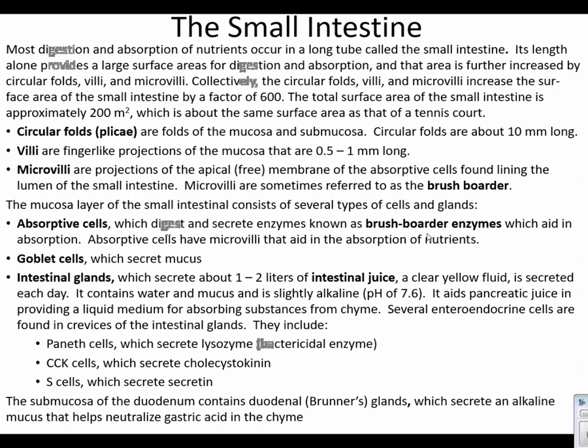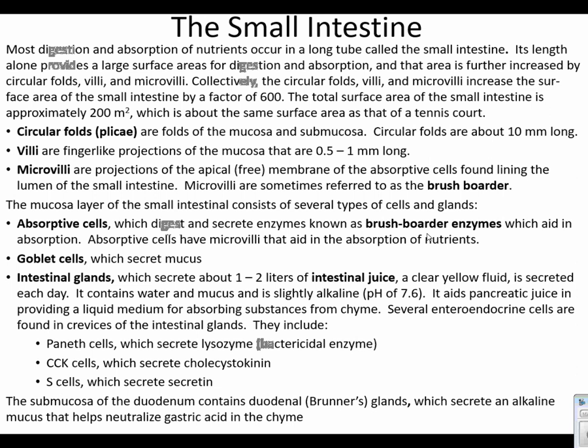So we've got folds on folds on folds, basically, on the inside of our small intestine. And mainly we're focusing here on just the mucosa, the inner lining of our small intestine. We've also got goblet cells that secrete mucus to help protect and lubricate the small intestine. They don't really play a huge role. Not quite as important as the absorptive cells.